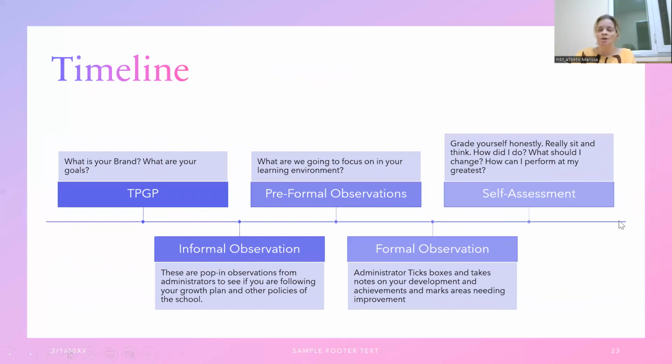So your timeline for your assessment is your TPGP. That would be something first, right? Then you move into your informal observation. Then you get a pre-formal observation. Now, this means what are we going to be focusing on in your learning environments? You get your formal observation. Administrator ticks boxes and takes notes on your development and achievements and marks areas of needing improvement. And then you get your self-assessment. And this is grade yourself honestly. You really sit and think, how did I do?